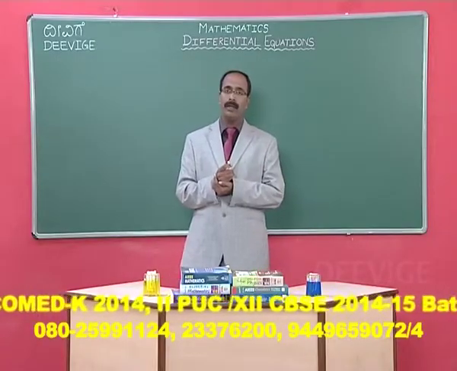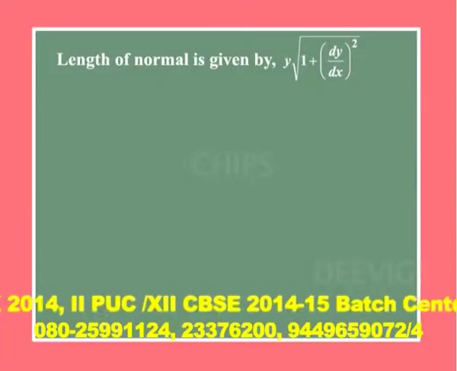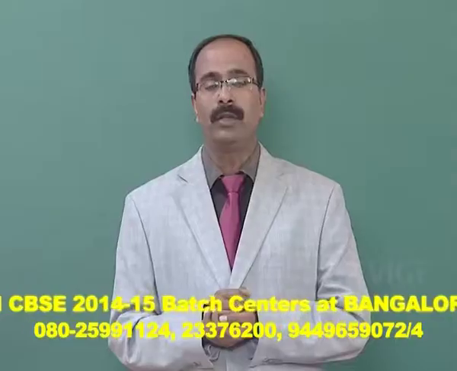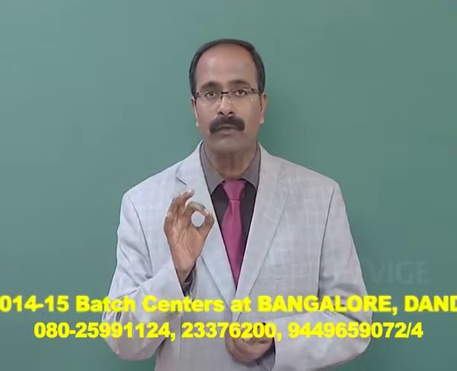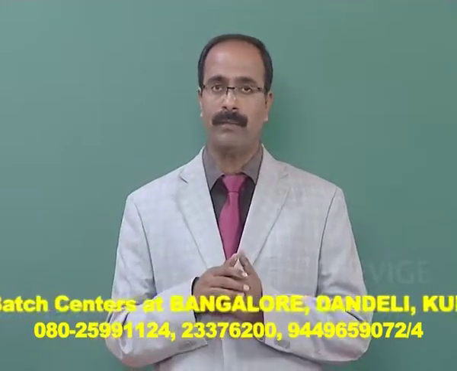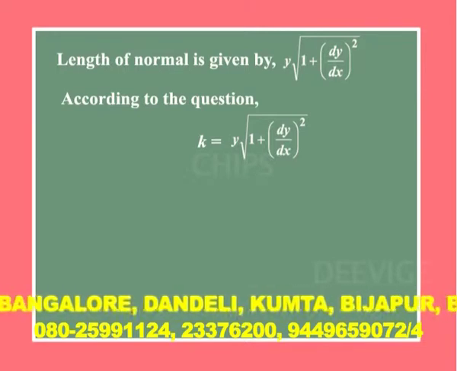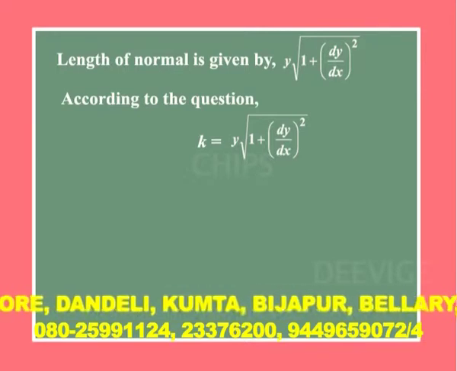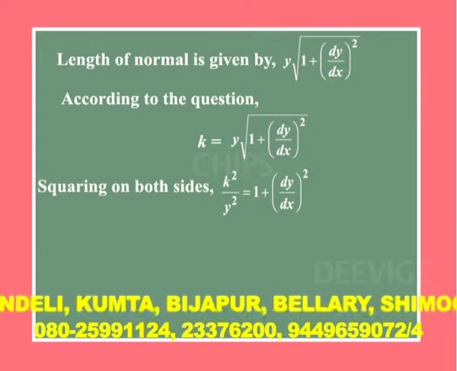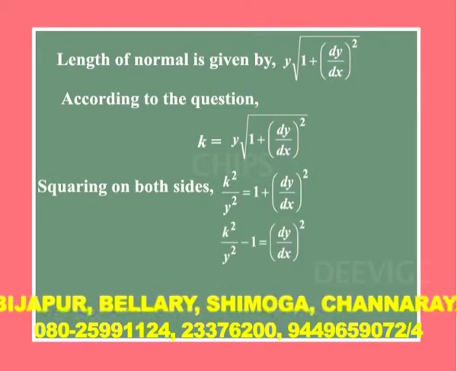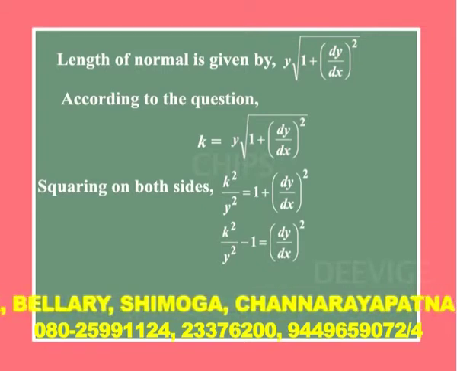Length of normal is always given by y into root of 1 plus dy by dx whole square. So here the question given is the length of normal is a constant k. So therefore k is equal to y into root of 1 plus dy by dx whole square. Square both the sides. k square is equal to y square into 1 plus dy by dx whole square. Therefore k square by y square is equal to 1 plus dy by dx whole square.